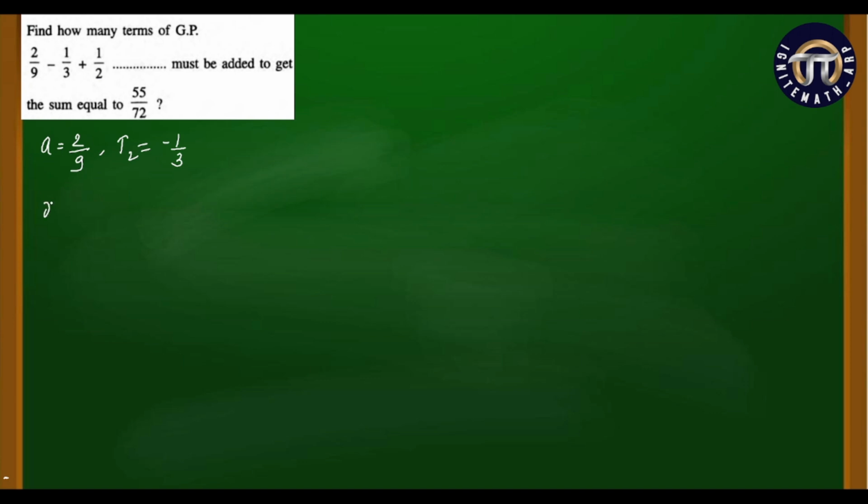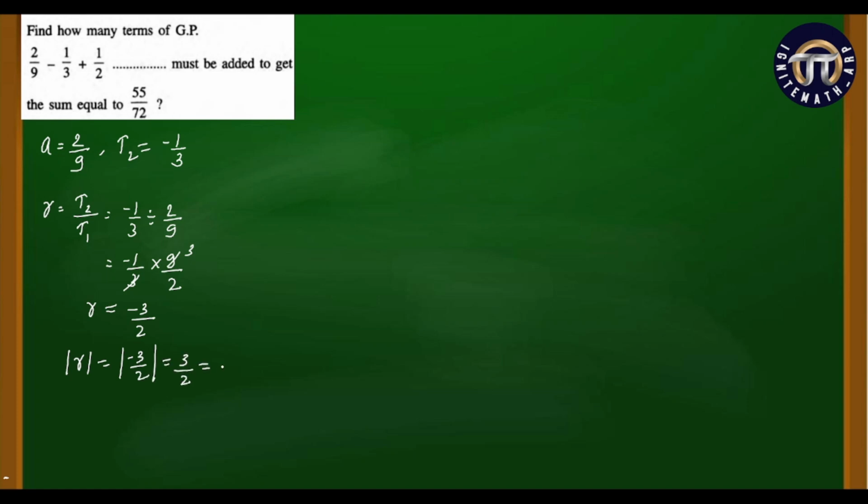So to get the common ratio, what should I do? T2 divided by T1. So that is nothing but minus 1 by 3 divided by 2 by 9. So that is equal to minus 1 by 3 multiplied by 9 by 2. So 3 ones are 3, 3 threes are 9, minus 3 by 2. That is nothing but the common ratio. So here I need to find out the modulus of the common ratio, that is modulus of minus 3 by 2. So that is going to be 3 by 2. That is nothing but 1.5, which is greater than 1.